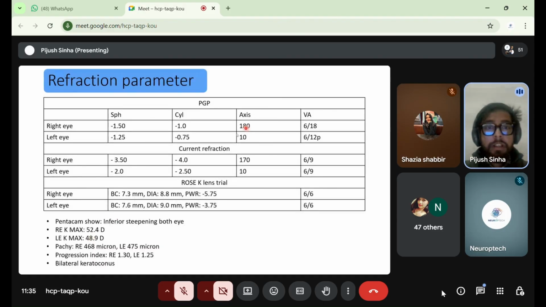You can see this was the previous glasses number, and there is a significant increase in the current glasses. When I did the refraction, his visual acuity improved significantly to 6/9 from 6/18, but he was not happy with the correction, right? Because the cylindrical number was high, and even after that he was complaining of shadow or that it was not comfortable.